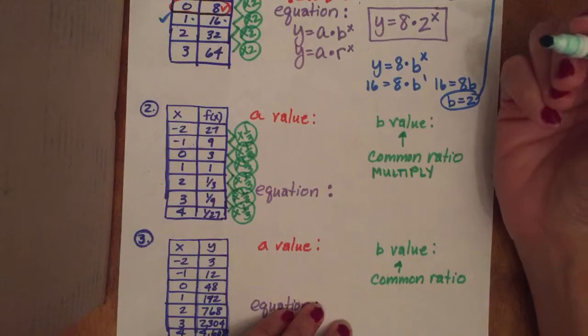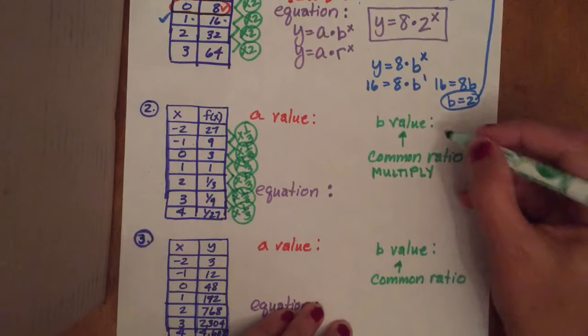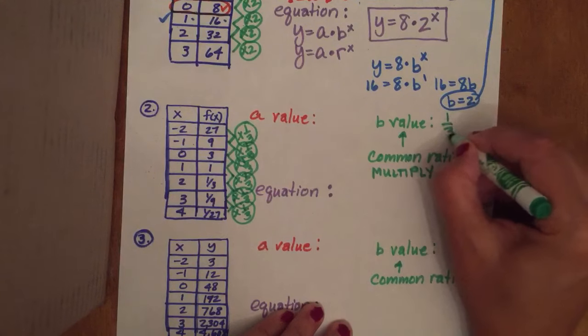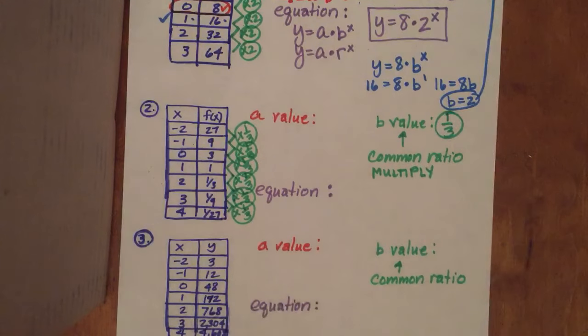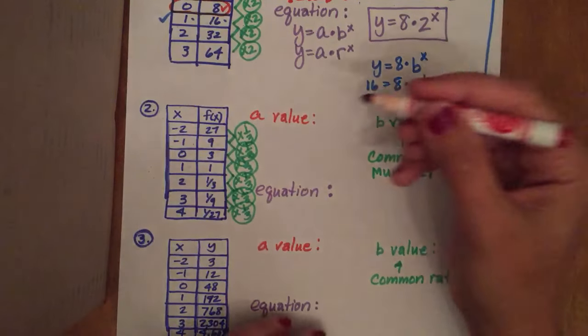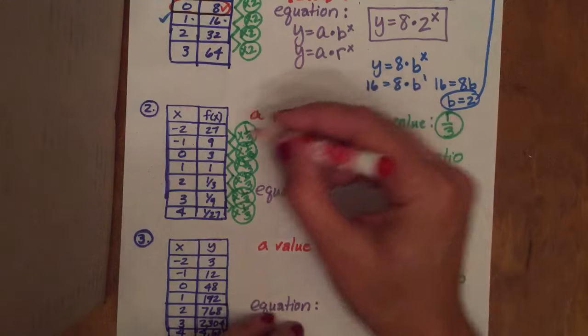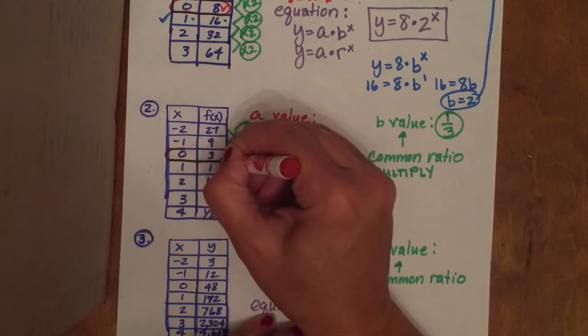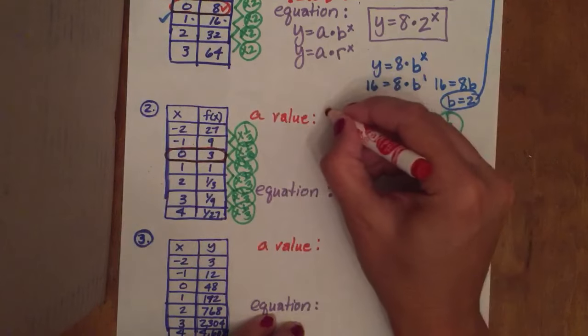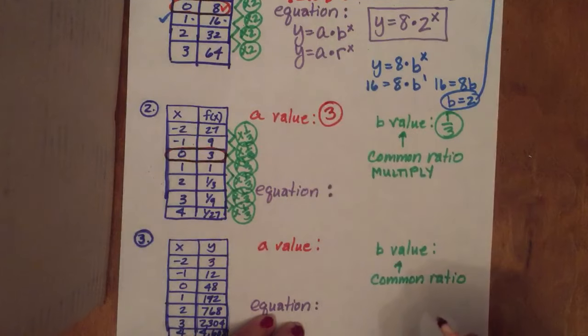So this is an exponential function. My common ratio is 1/3. So that's my b value. Okay. So now that I've established my b value, I'm going to look for my a value. And remember, your a value is where your x value is 0. So my a value is 3.